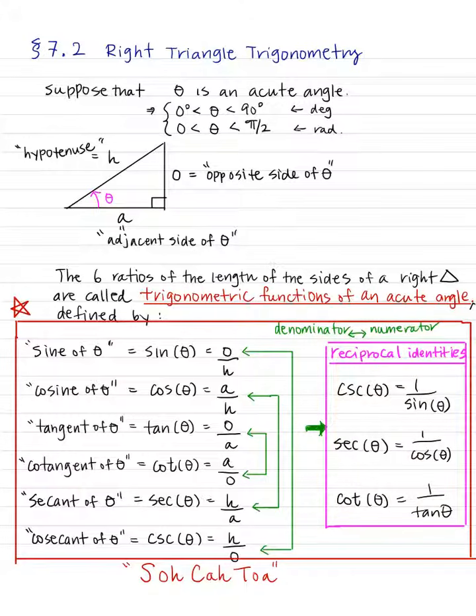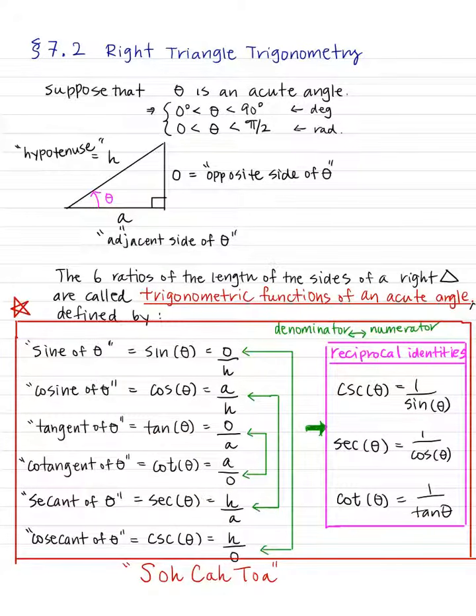Now, I've already drawn the right triangle there. The adjacent side of theta, I'm going to call A, and the opposite side of the angle theta is denoted by O. And you know the good old hypotenuse, which is denoted by H. This next part is very, very important and you're going to have to memorize it. We're going to come up with the 6 ratios of the lengths of the sides of a right triangle, called the trig functions of an acute angle, defined by, all right, ready?